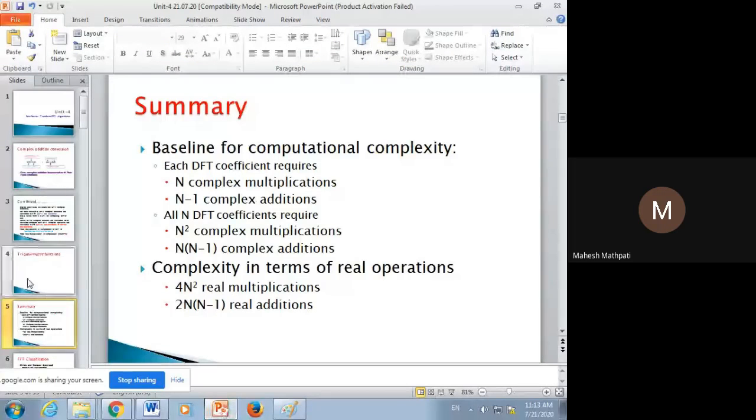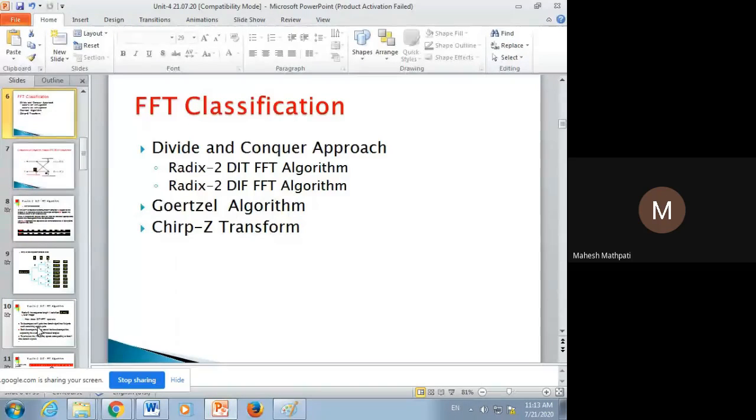So now let's move to our actual syllabus. This is all the basics required to understand this. Now let's write FFT classification. Just write the title as FFT classification, that is, fast Fourier transform classification. Here it is classified in two categories. One is based on a divide and conquer approach. It is classified as Radix 2 DIT FFT algorithm and Radix 2 DIF FFT algorithm. Just write down this classification.